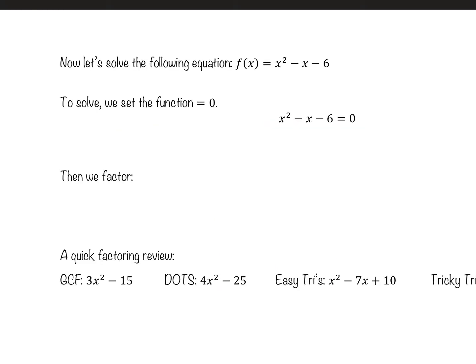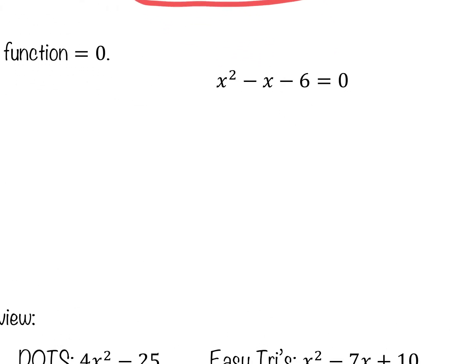Now let's look at one that's not factored for us. So if we wanted to solve the following equation, to solve, we want to set the function equal to 0. Okay, but we want to find the solutions, the zeros, the x-intercepts. So we set it equal to 0, and then we need to factor.